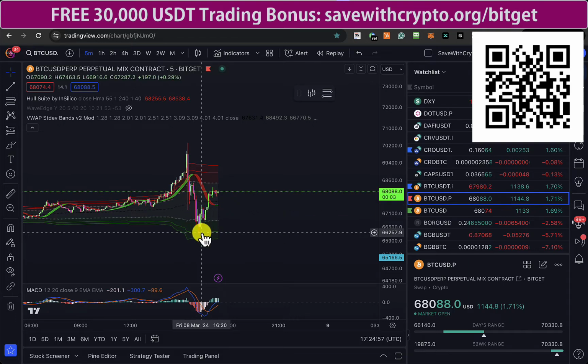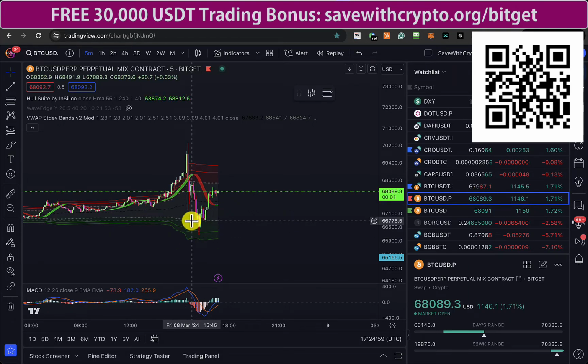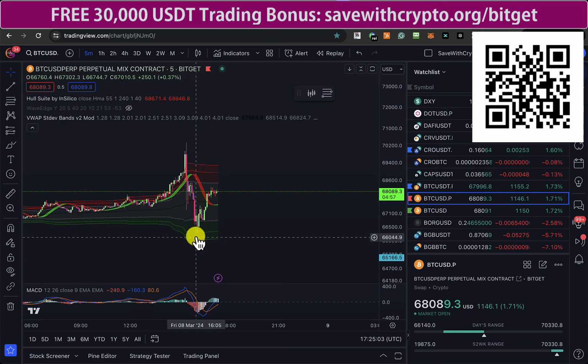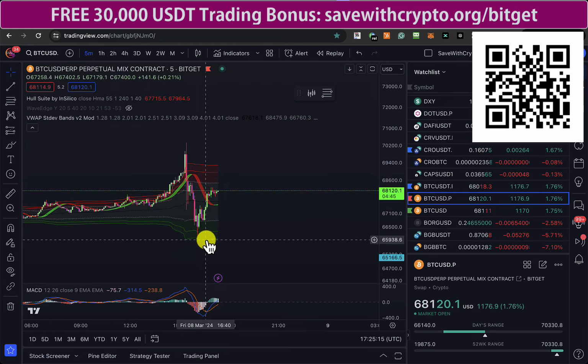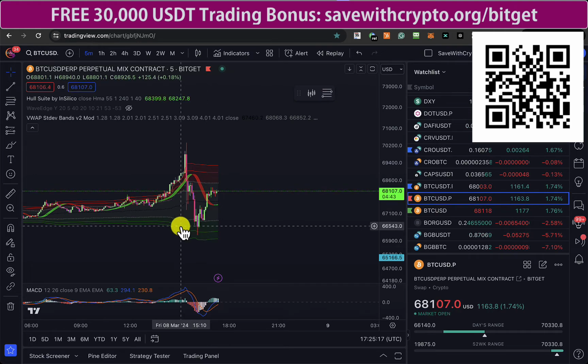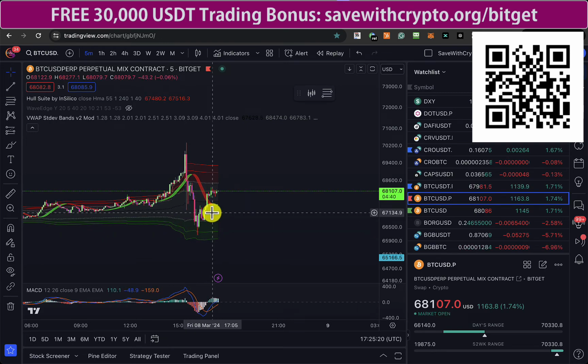What I should have done, though, is wait a little bit and put my buy order in the bottom part of the VWAP, because that way I would have caught this one here. I could even put three buy orders in, say one there, one in the middle, and one at the bottom, maybe increasing in size. Because if you catch a bottom like this, it's really, really good.